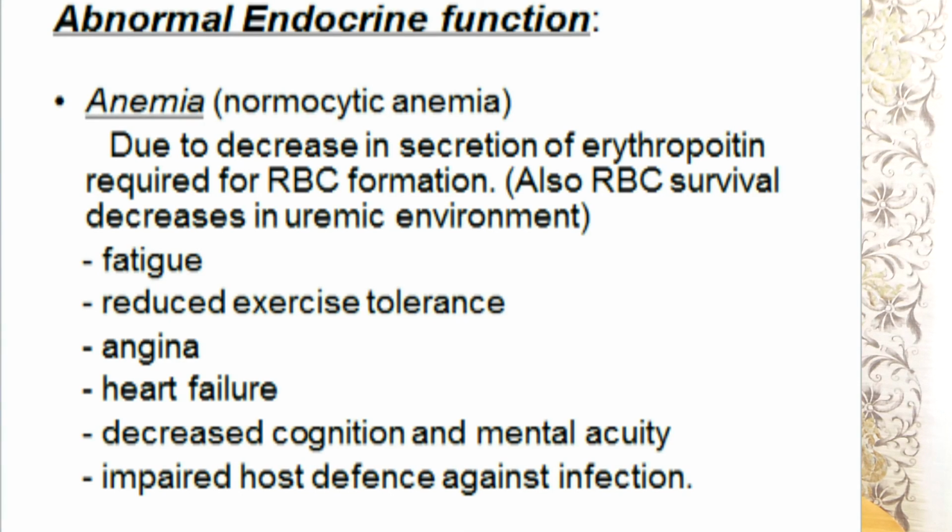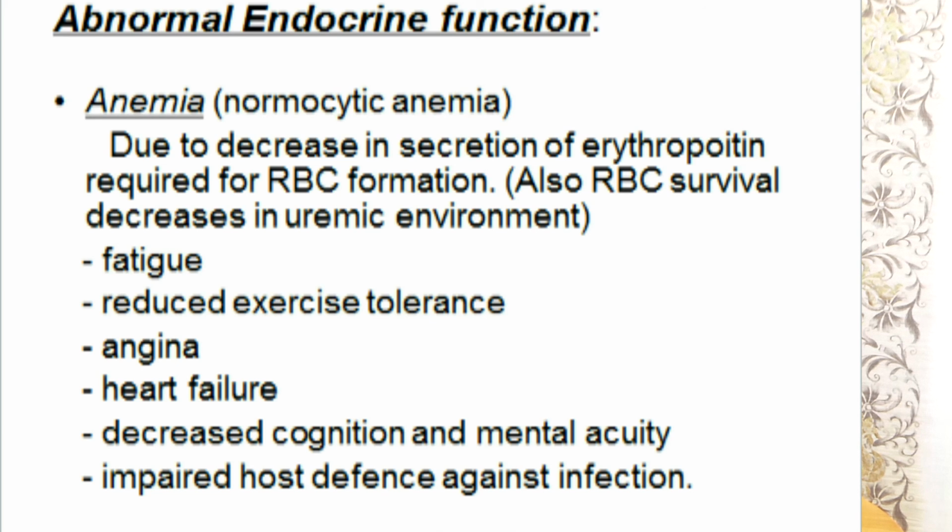The kidney releases erythropoietin. Erythropoietin is important for release of RBCs from red bone marrow. Due to this abnormality, there is no release of RBCs, and other than that, RBCs can't survive in the uremic environment, which occurs because of impaired excretory function. So in anemia, the symptoms can be fatigue, angina, heart failure, reduced exercise tolerance, decreased cognition and mental acuity, and host defense against infection is also impaired.